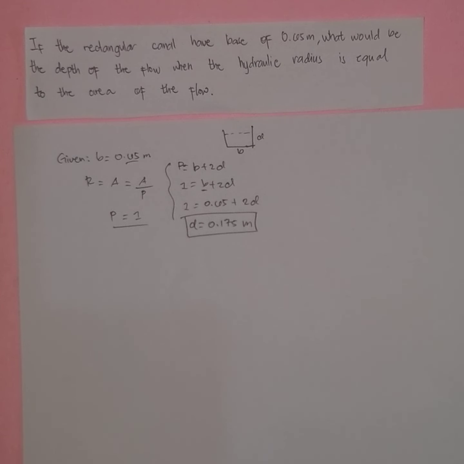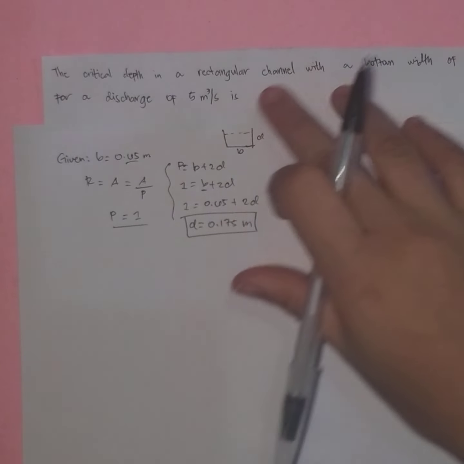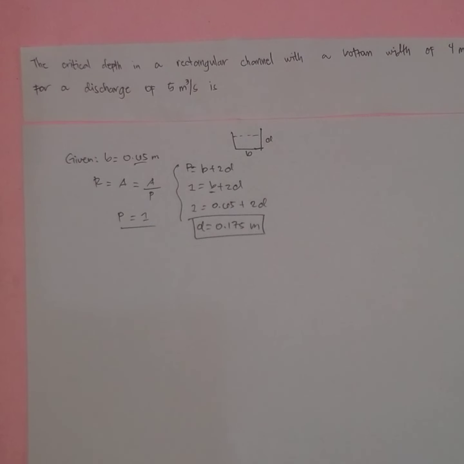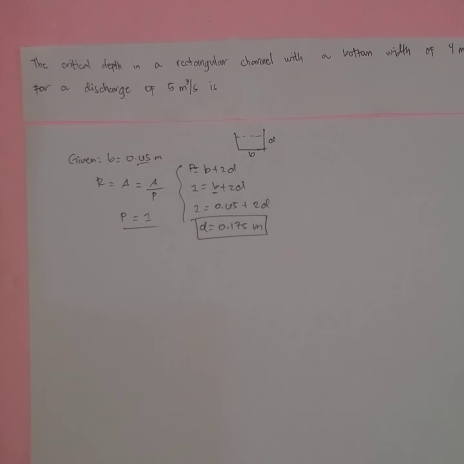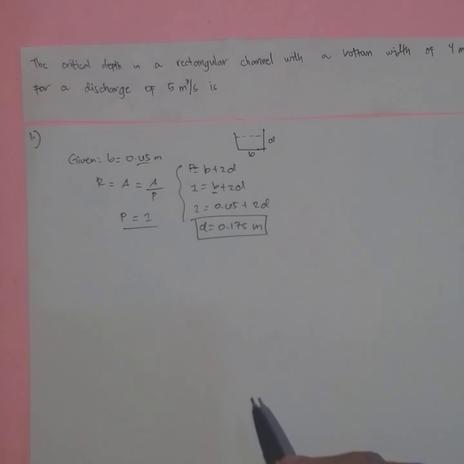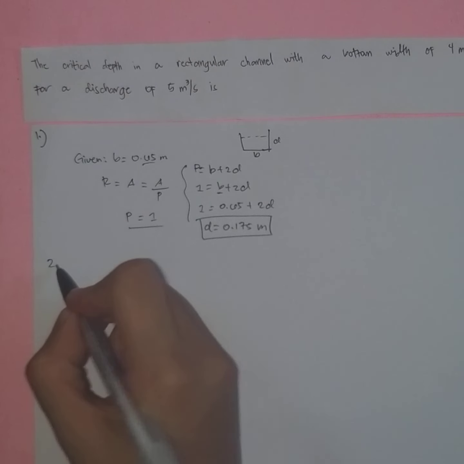So for the next problem, we have to find the critical depth. The critical depth in a rectangular channel with a bottom width of 4 meters for a discharge of 5 cubic meters per second is what? So okay, this is problem number 1. So this is problem number 2.